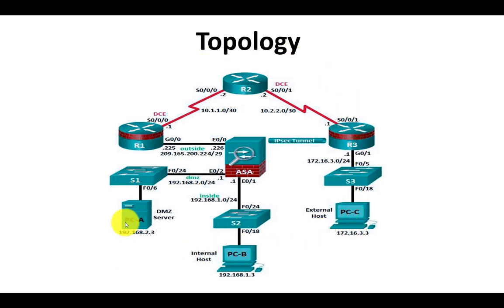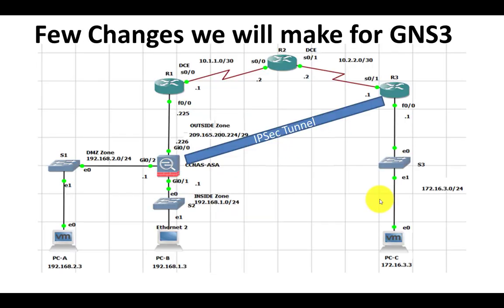We are going to have 3 routers, 1 ASA, 3 switches and 3 host machines, and our aim for today is to set up an IPSec VPN between the ASA and router 3. So we are going to set up this site-to-site VPN between ASA and R3. And there are a few changes we are going to make in GNS3, especially the port labels. Other than that, most of the interface assignments will be similar.